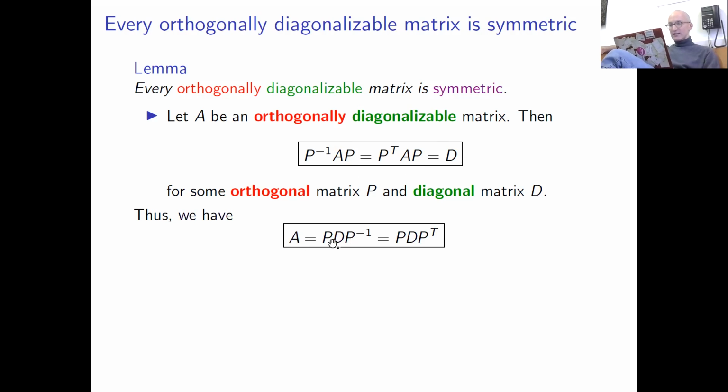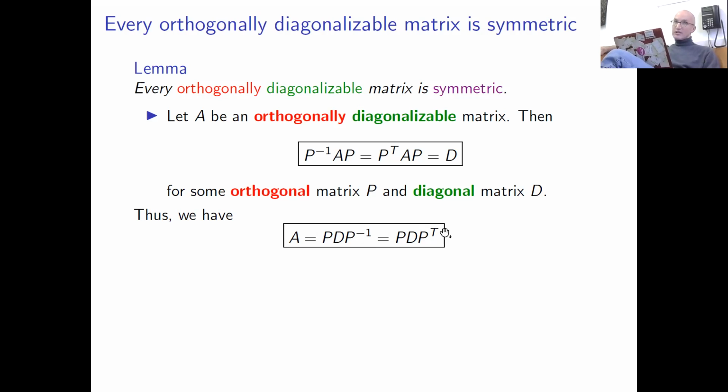And you get A is P times D times inverse of P. But inverse of P is transpose of P because P is orthogonal. So you get this. Okay, so A looks like P times D times transpose of P. So we want to prove that A is symmetric.